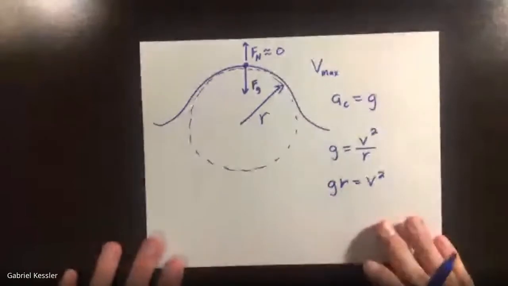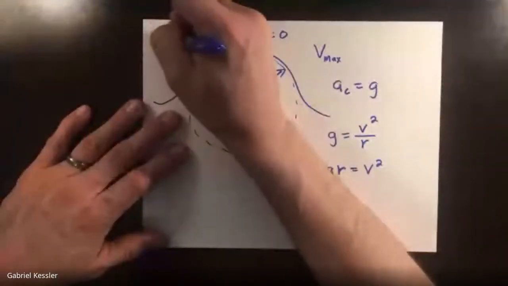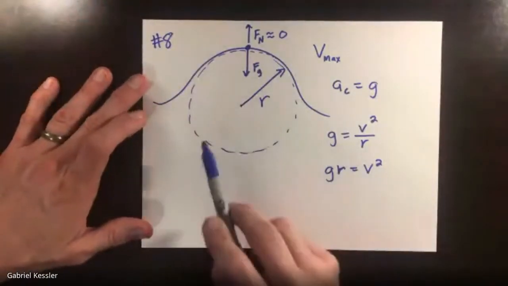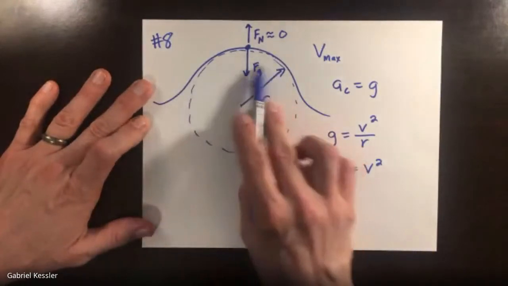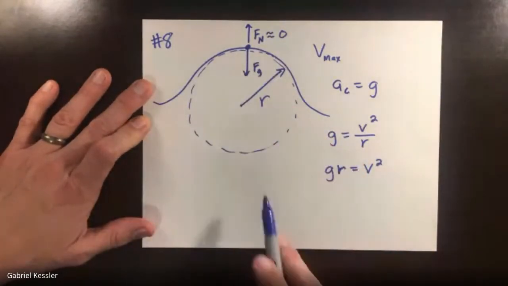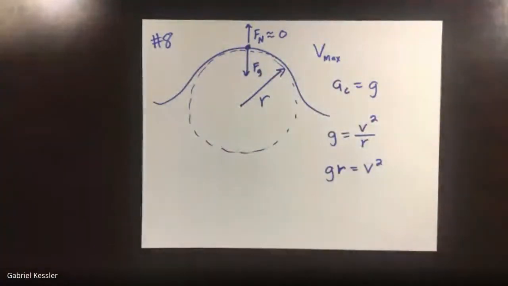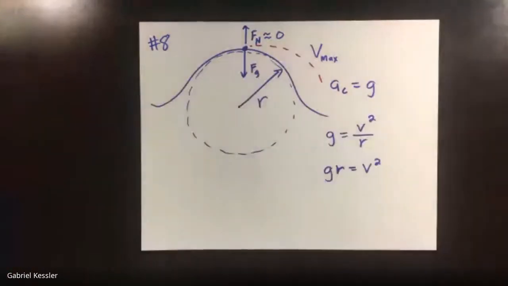Number 8 was going over the hill. Okay, there we go. All right, so number 8. We're going over the hill, and it asks, what's the fastest you can go and still remain in a circle? If you go any faster, you come off the hill, you become a projectile. So at a faster speed, instead of staying in a circle, you would make a parabola.